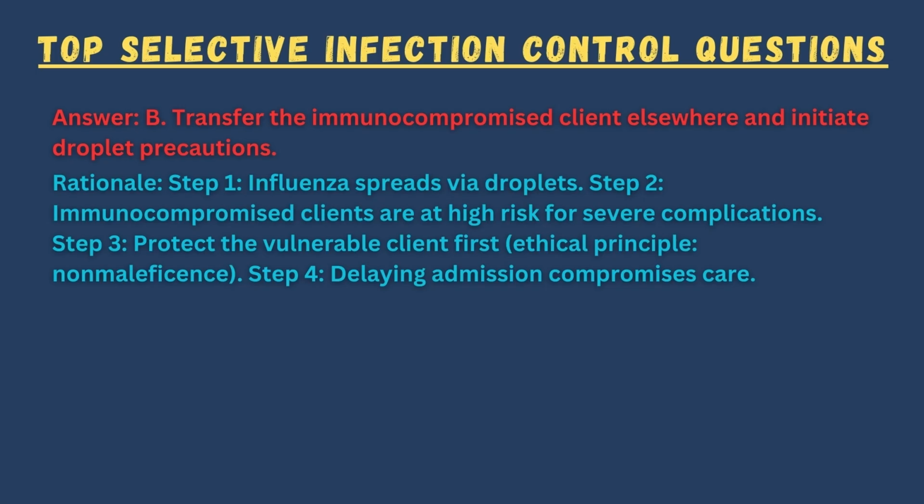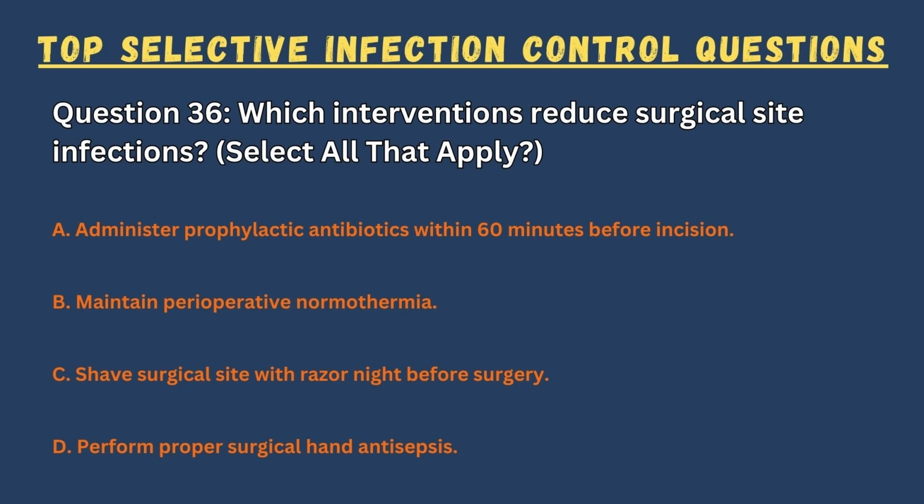Rationale. Step 1. Influenza spreads via droplets. Step 2. Immunocompromised clients are at high risk for severe complications. Step 3. Protect the vulnerable client first. Ethical principle, non-maleficence. Step 4. Delaying admission compromises care.